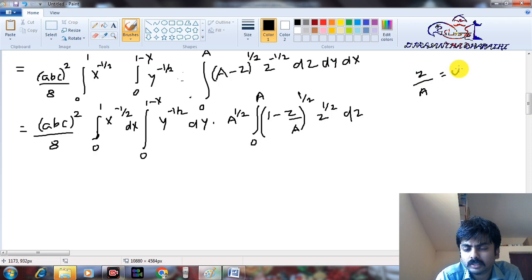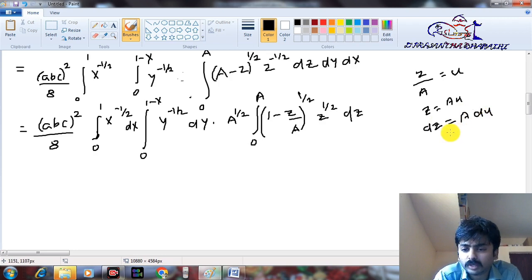Okay, z by a equal to u. Then z equal to a into u. The z here is capital Z. Always keep in mind the z here is capital Z. So z equal to au, dz equal to a du, dz equal to a into du. There is no problem if you take capital U or small u.